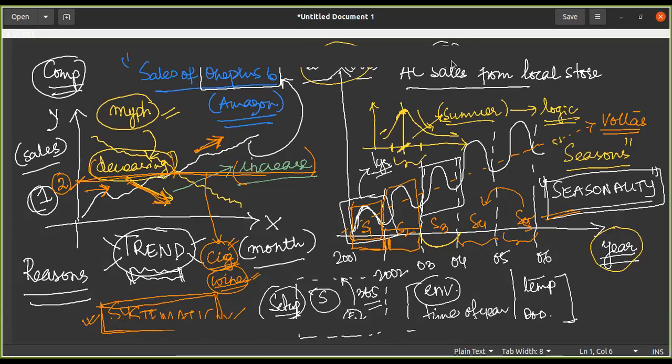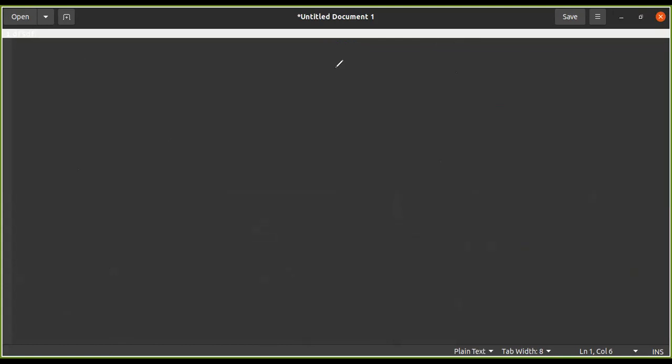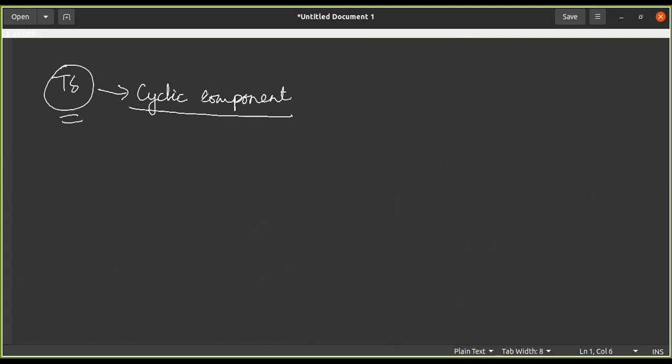Okay, so let me clear this and let's start with another very important systematic component of a time series. It is also known as the cyclic component. This is the component where we have some kind of cycles going on in the data. So what do you call the cyclic component?